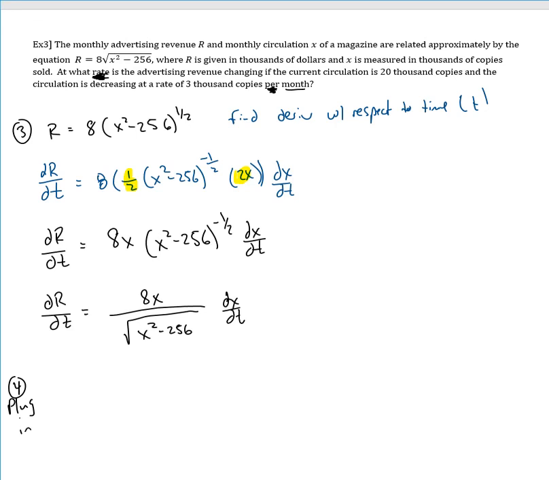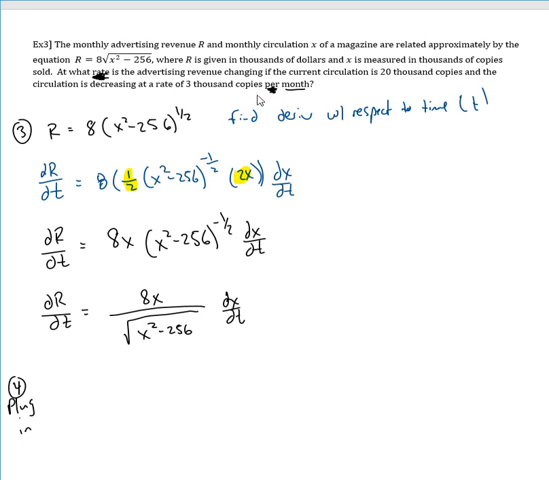Plug in, and let's see what we have. Okay, so I use the equation, and they told us, so let's start reading from here, where it says, where R is given in thousands of dollars and X is measured in thousands of copies sold. At what rate is the advertising revenue changing?